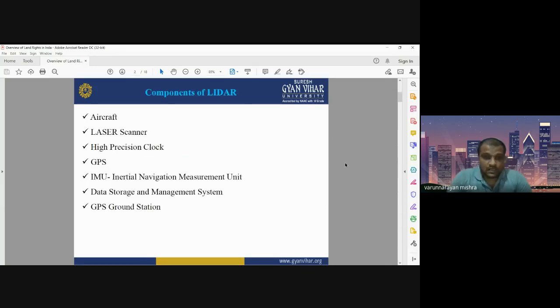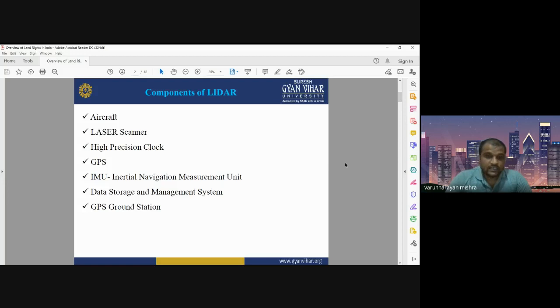So basically, LiDAR has several components. LiDAR is a system. It has several components, including aircraft, laser scanner, high precision clock, global positioning system, IMU, which is inertial navigation measurement unit, data storage and management system. Also, we have some ground stations, GPS installed on the ground station to track and monitor the LiDAR. So these are the basic components of a LiDAR system.